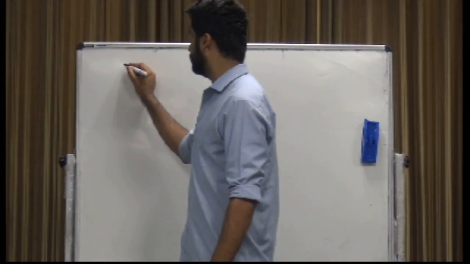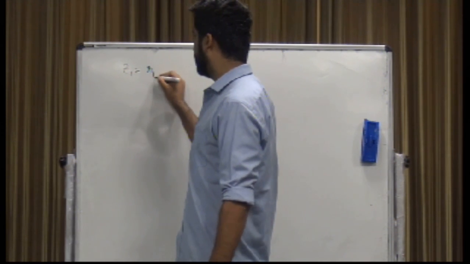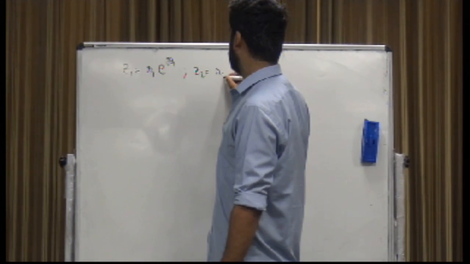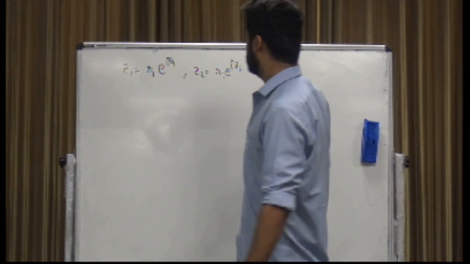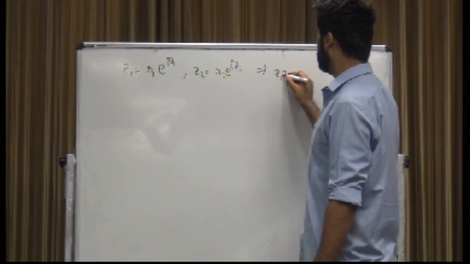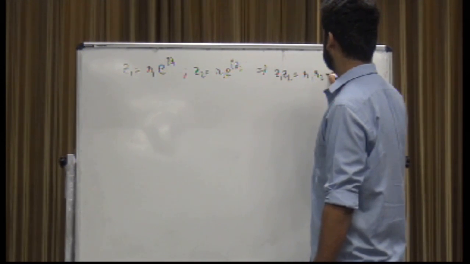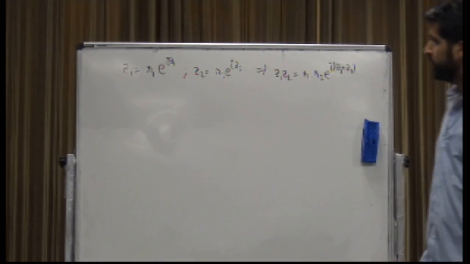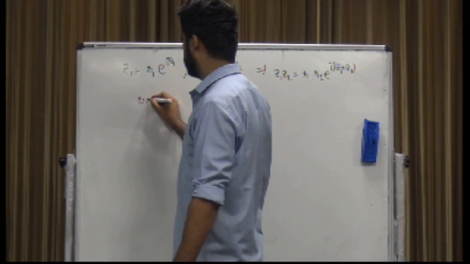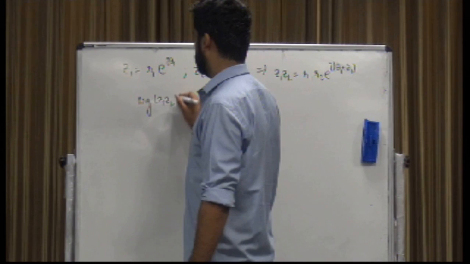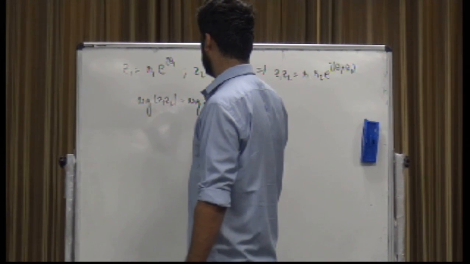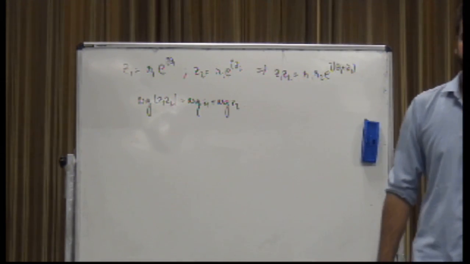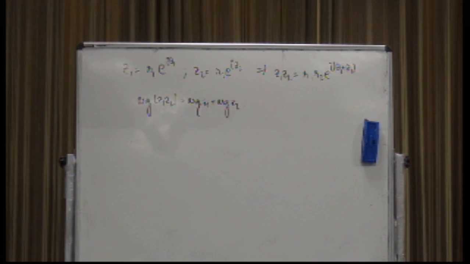Multiplication we have done. So what if I have Z1 is equal to R1 e to the power iota theta 1, Z2 is equal to R2 e to the power iota theta 2. Then Z1 into Z2 will be equal to R1 R2. Okay, so that means argument of Z1 into Z2 is equal to argument of Z1 plus argument of Z2. I think we have done the properties as well. Yes, sir. Okay, good.